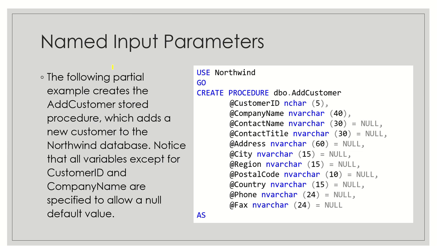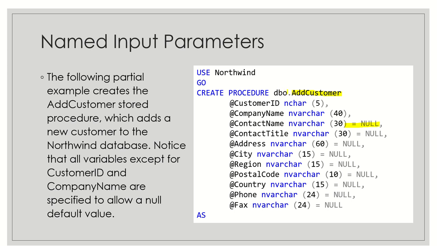Now, here's a more complex example. This procedure performs an add customer. So this procedure has a lot of input parameters, and you can see some of them are assigned default values. In fact, all of them except the first two.